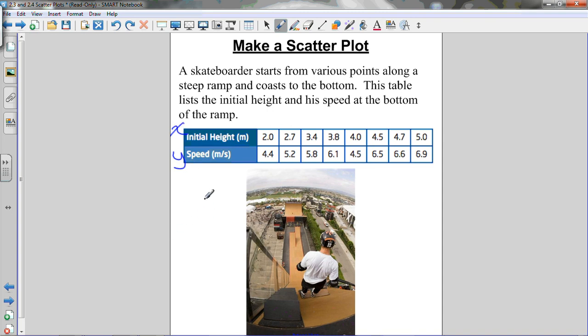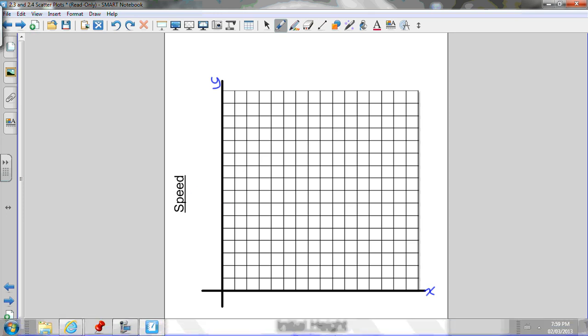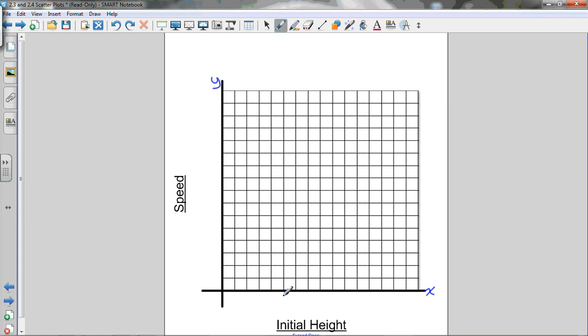Okay, so now let's actually make the scatter plot. So I've already labeled the axes for us here. I've put the independent variable on the horizontal x-axis, and I've put the dependent variable, speed, on the vertical y-axis. Now we have to properly choose our scale. Okay, so let's first choose our horizontal independent variable scale for the initial height.